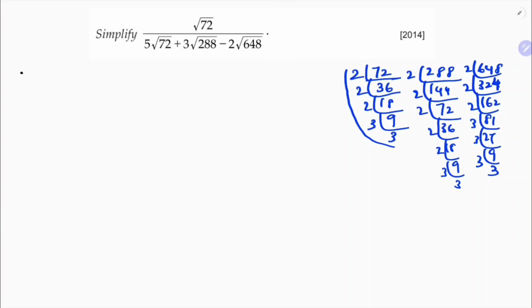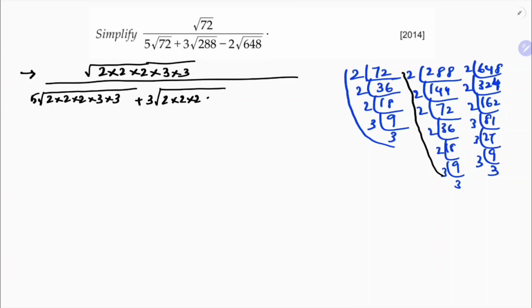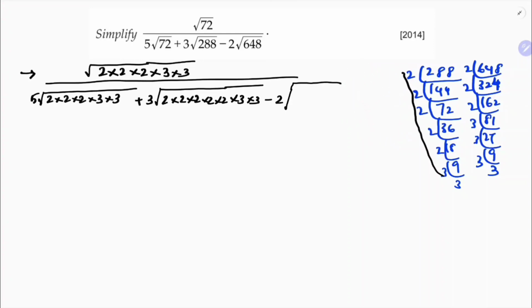So here, root 72. Root 72 is 2 into 2 into 2 into 3 into 3, by 5 root 72, which is 2 into 2 into 2 into 3 into 3. Plus 3 root 288. 288 is this factor: 2 into 2, 2, 5 times, into 3 into 3. Minus 2 root. So here I'll fit it. Otherwise, I'll erase this part. So 2 root.